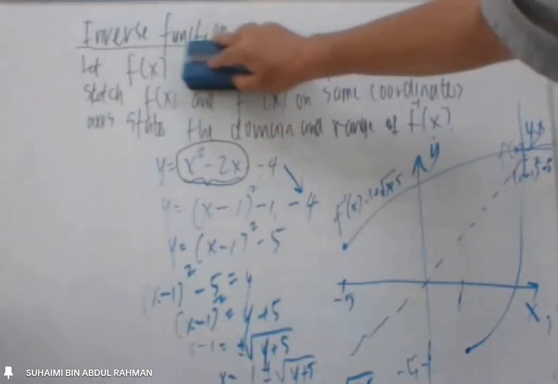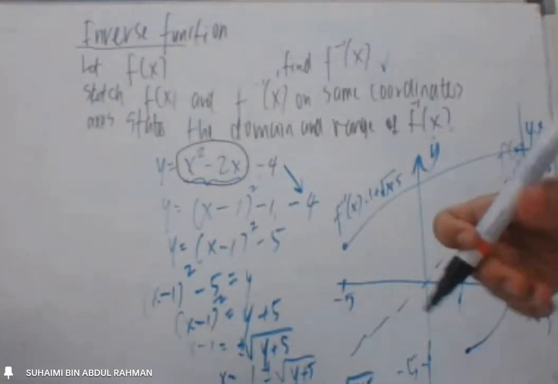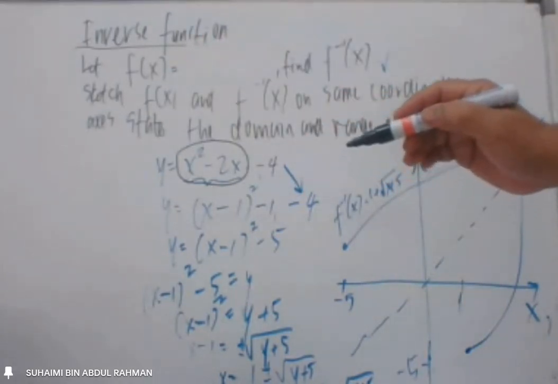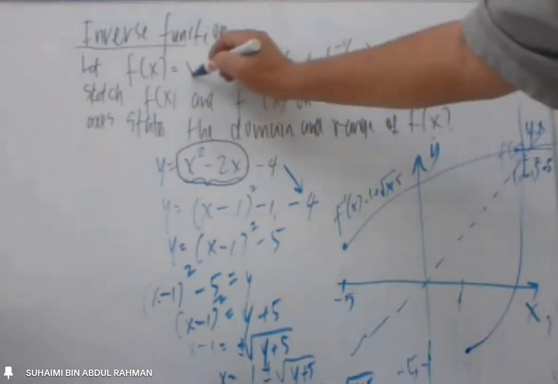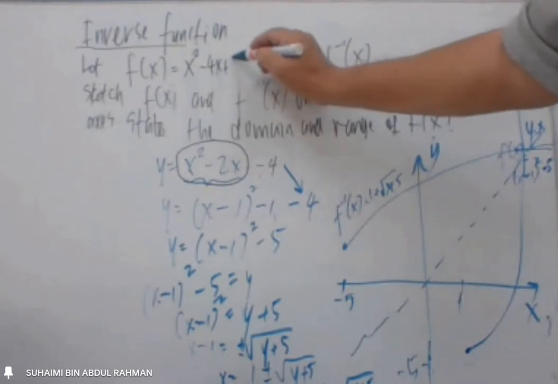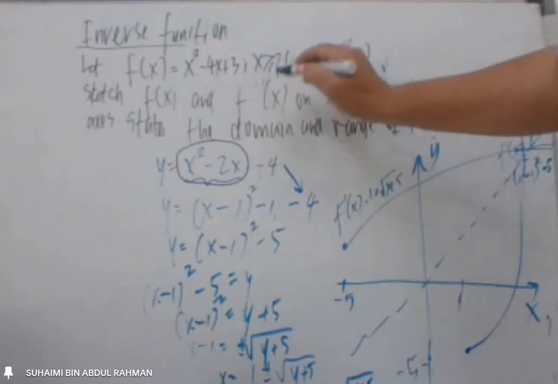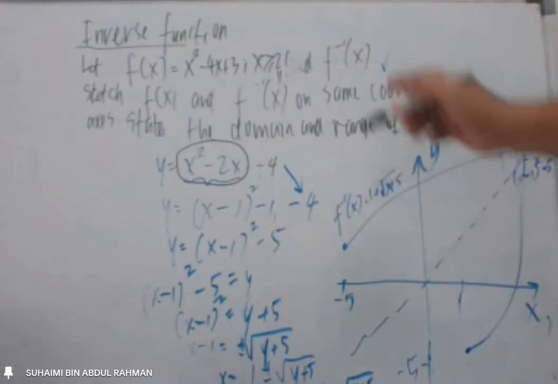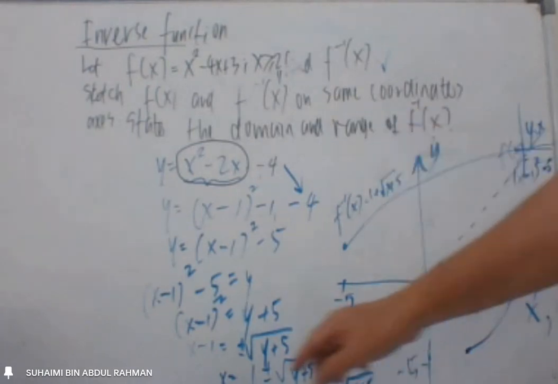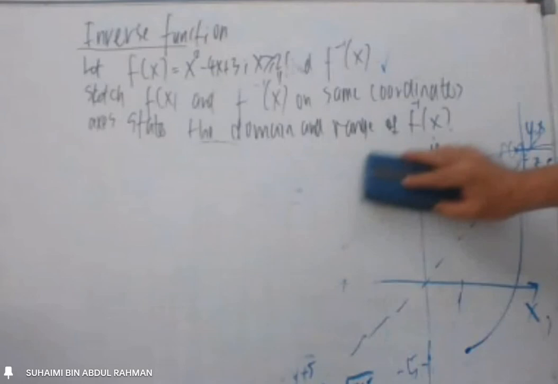Let's say you have another function f(x) equal to x squared minus 4x plus 3, provided that x is greater than or equal to 2. Find f inverse, state the range of f inverse and sketch the graph of f inverse.